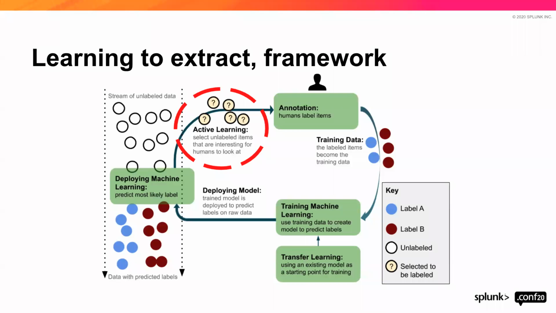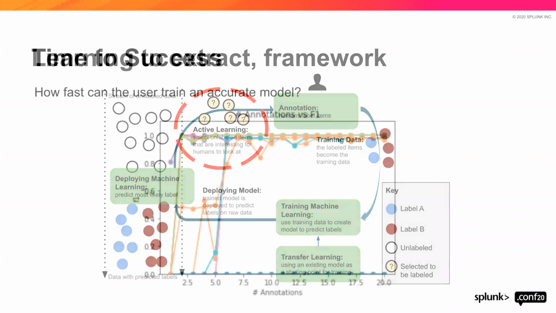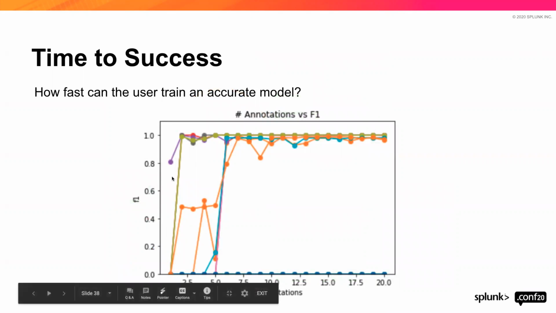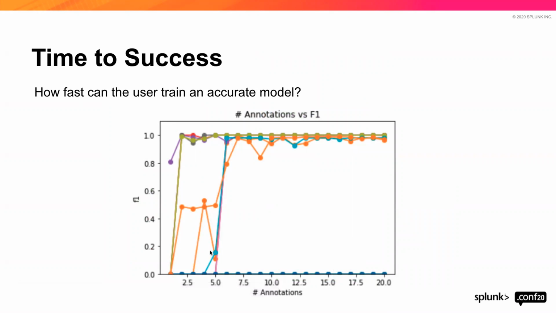Now, this is all going to work only if the number of labels we need is a reasonably small number, right? So how fast can you train an accurate model this way? We are looking at a variety of different fields. What you can notice here is that the complexity of training a model is only limited to the complexity of the fields or the rarity of the fields. It has nothing to do with the number of data points.